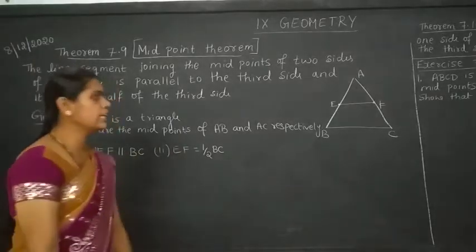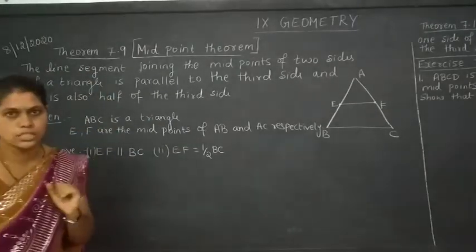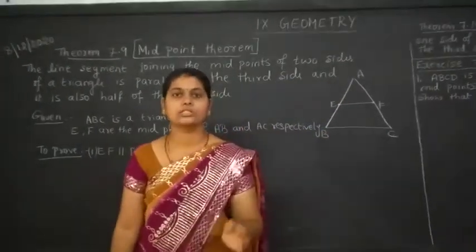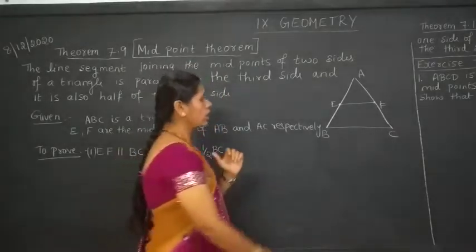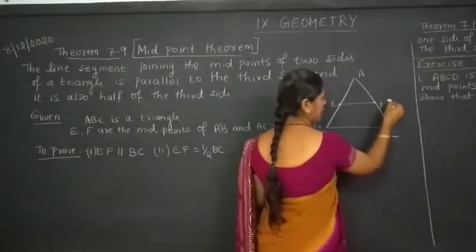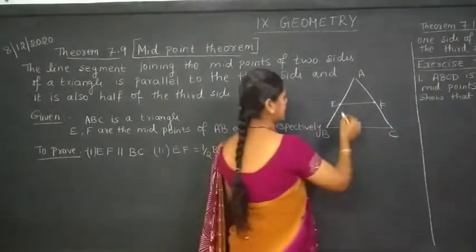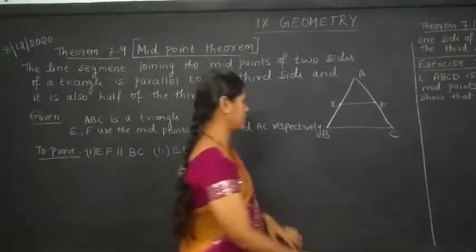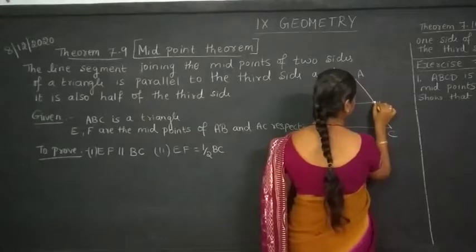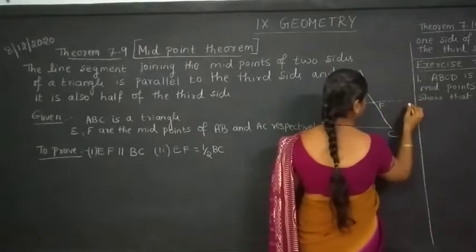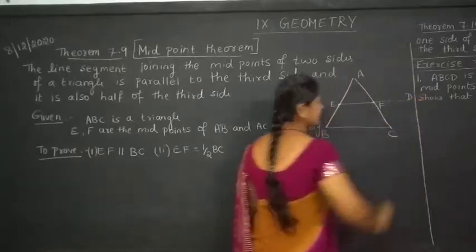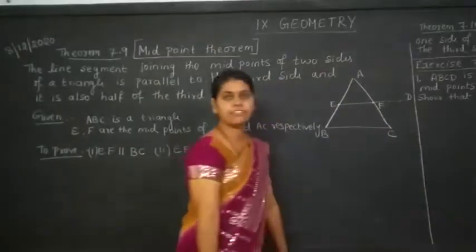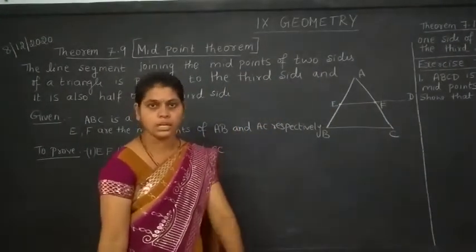But to prove this, we need to do one construction. What construction we have to do? Because this is related to triangles, I want a parallelogram here. So like that construction we have to do. I extend the line EF to some distance, and that extension is equal to EF. Like that I do the construction. So extend EF and name it as D such that EF is equal to FD.